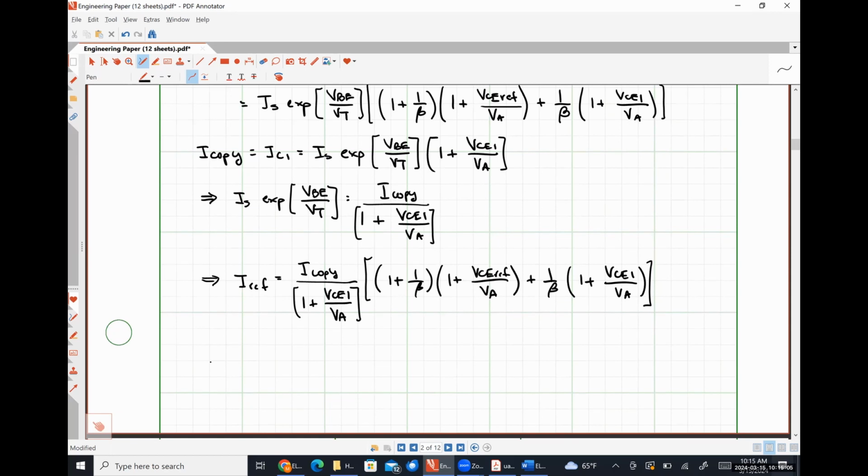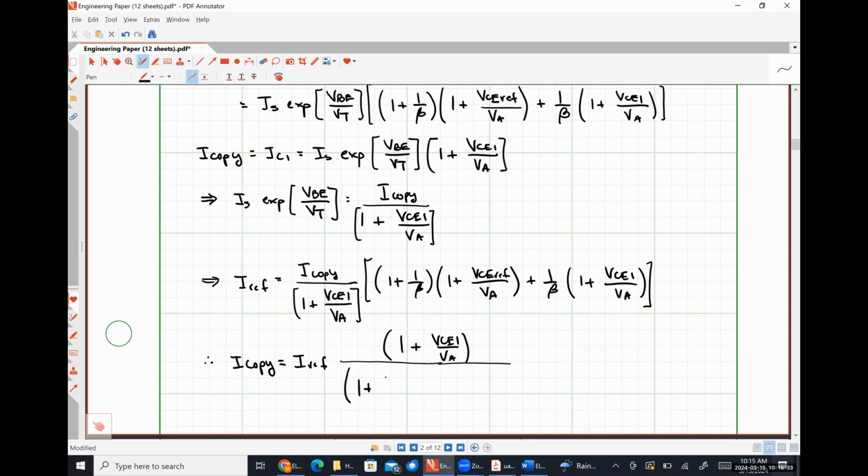And finally, rearranging, we find that our copy current, I copy, is I ref times the following ratio. In my numerator, I'm going to have 1 plus VCE1 over VA. And in my denominator, I'm going to have that big expression: 1 plus 1 over beta times 1 plus VCE ref over VA, plus 1 over beta times 1 plus VCE1 over VA.